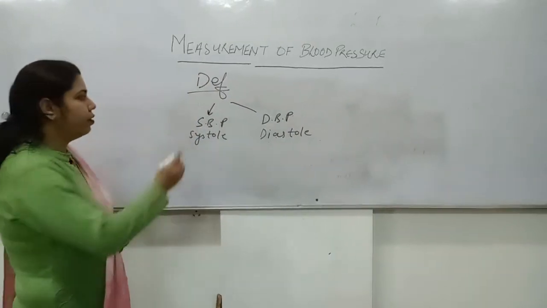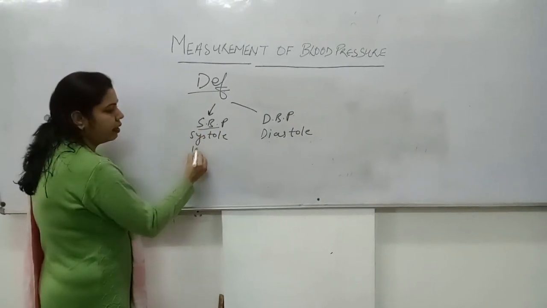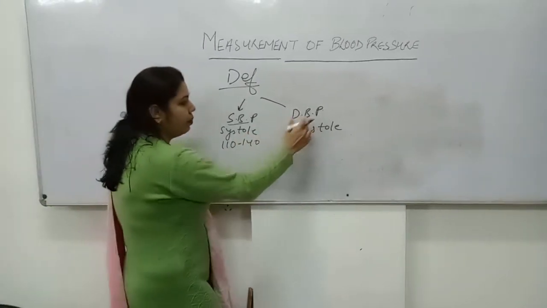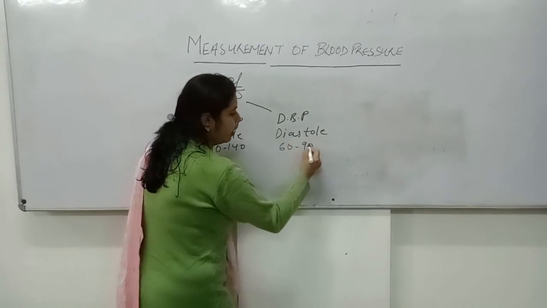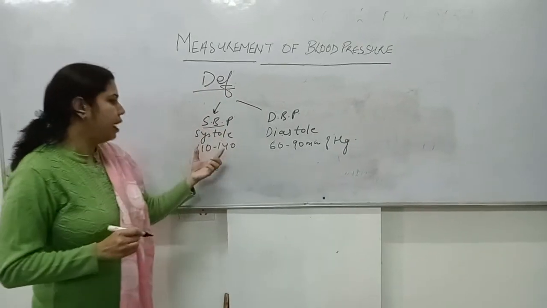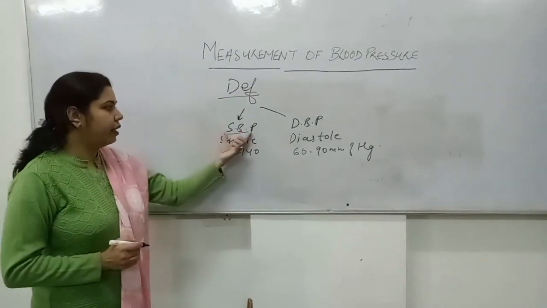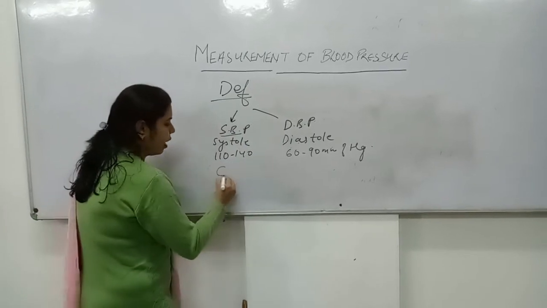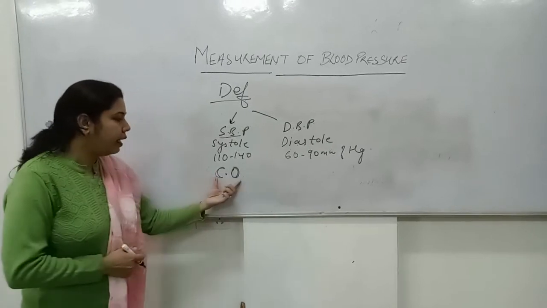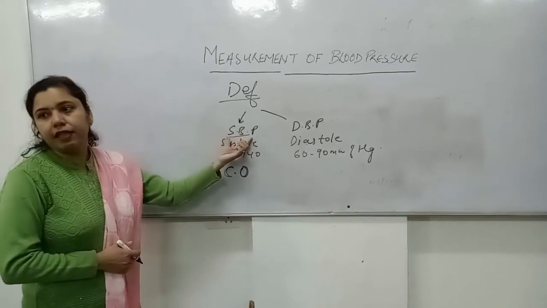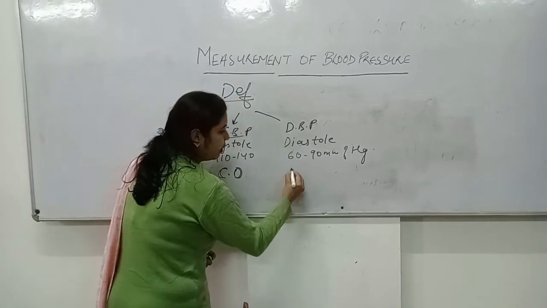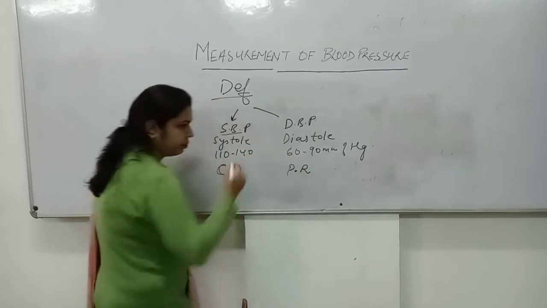The normal range of systolic blood pressure is 110 to 140 mm of mercury, and the range of diastolic blood pressure is 60 to 90 mm of mercury. Now, after the definition and the normal range, the main factor affecting the systolic blood pressure is cardiac output. It means whenever the cardiac output is affected, it will affect the systolic blood pressure. And the main factor affecting the diastolic blood pressure is the peripheral resistance.